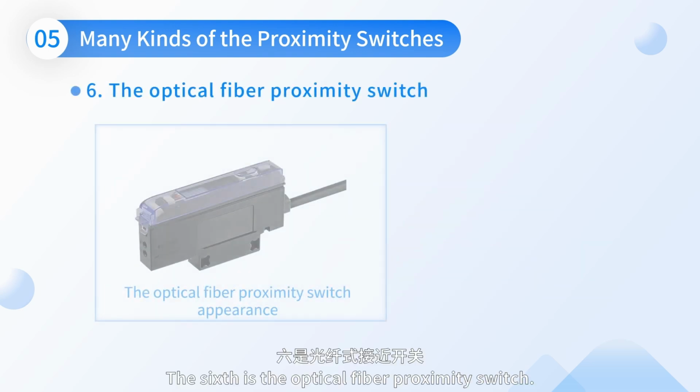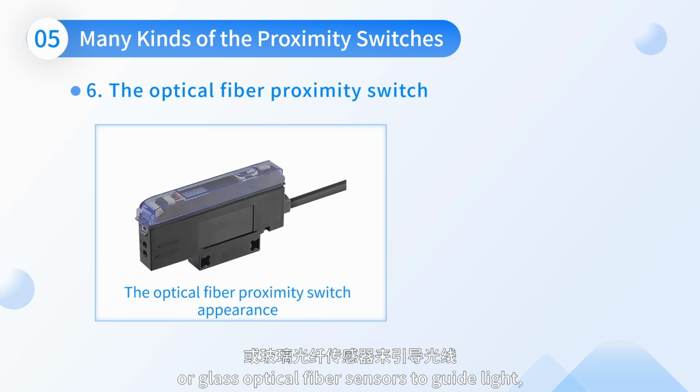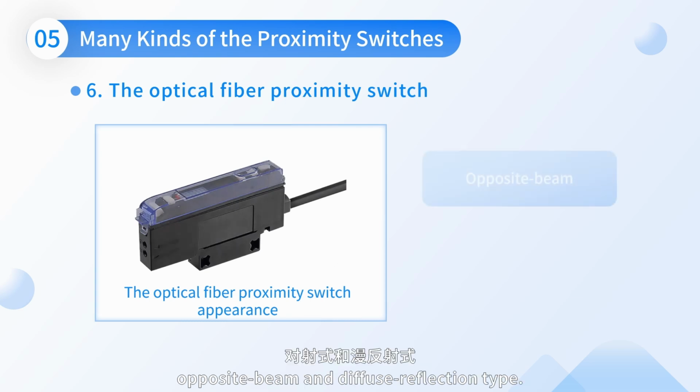The sixth is the optical fiber proximity switch. Optical fiber is also known as light guide fiber. Optical fiber photoelectric switches use plastic or glass optical fiber sensors to guide light, and to realize the detection when the detected object is not in close areas. Usually, optical fiber sensors are also divided into opposite beam and diffuse reflection type.